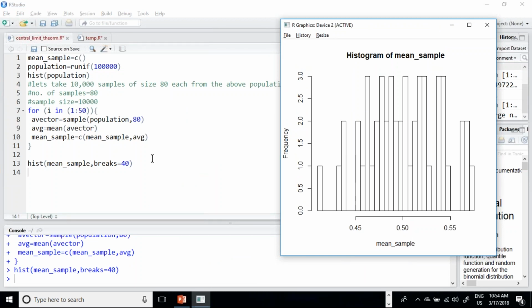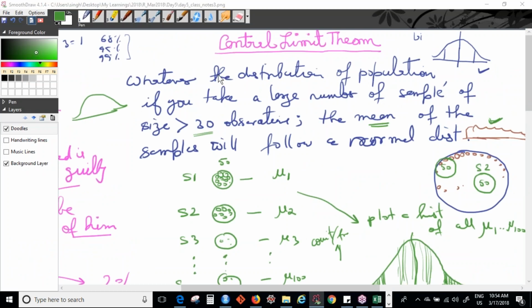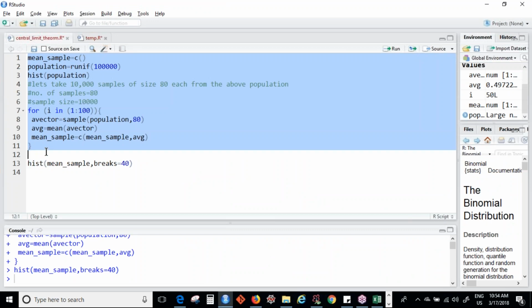So you should select a large number here. That's what the theorem also says. The theorem says that you pick a large number. So take a large number of samples, not just 10 samples or 15 samples. The larger you take, the better it is. The closer you will go towards a normal histogram. So let's take 100 and see.